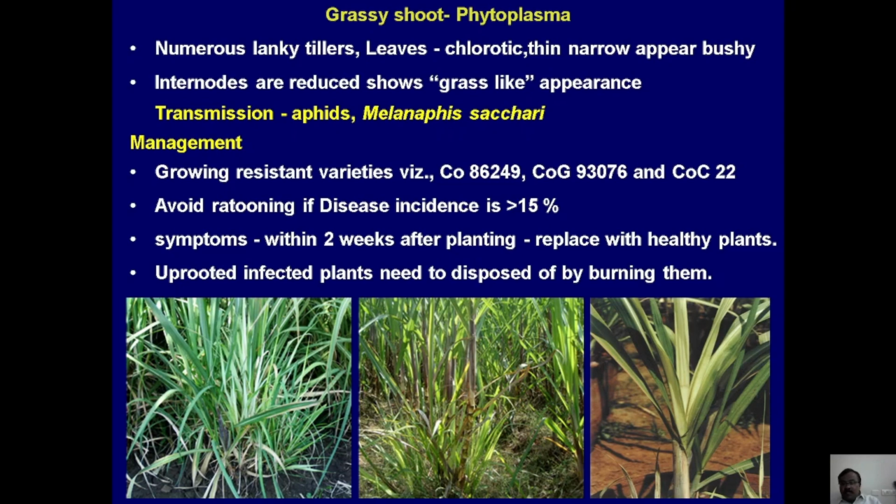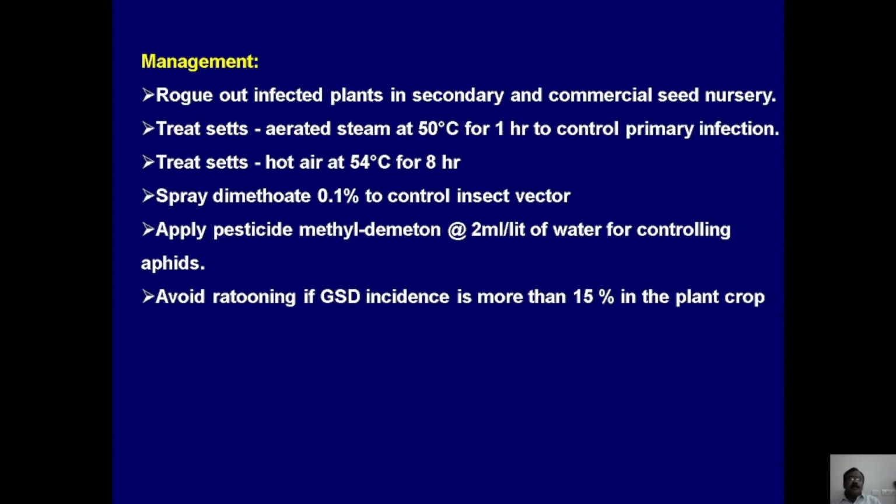If you notice it at the early stage, replace the affected seedlings with healthy seedlings, and these uprooted plants should be disposed of properly. Rogue out the affected plants, and then treat the sets by subjecting them to aerated steam therapy at 50 degrees Celsius for 1 hour, or treat with hot water treatment at 54 degrees Celsius for 8 hours duration.